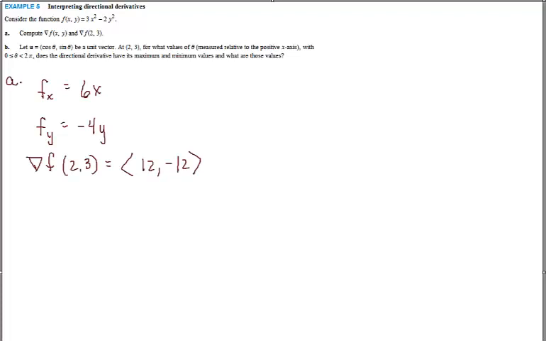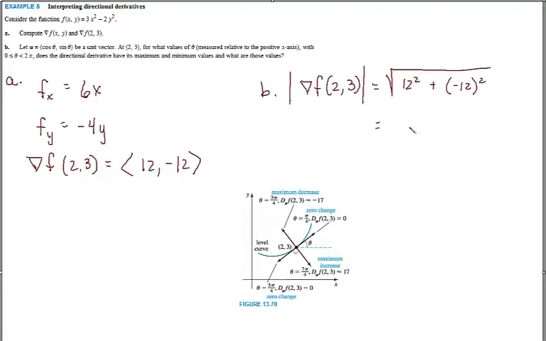The next part, I'm supposed to find the minimum and maximum values. So what I'm going to do is find the magnitude of my gradient, and then I will talk about that angle. You're going to end up with 12 square roots of 2 for your maximum value. For the min, I'm going to end up with negative 12 square root of 2 as the slope of my decreasing.